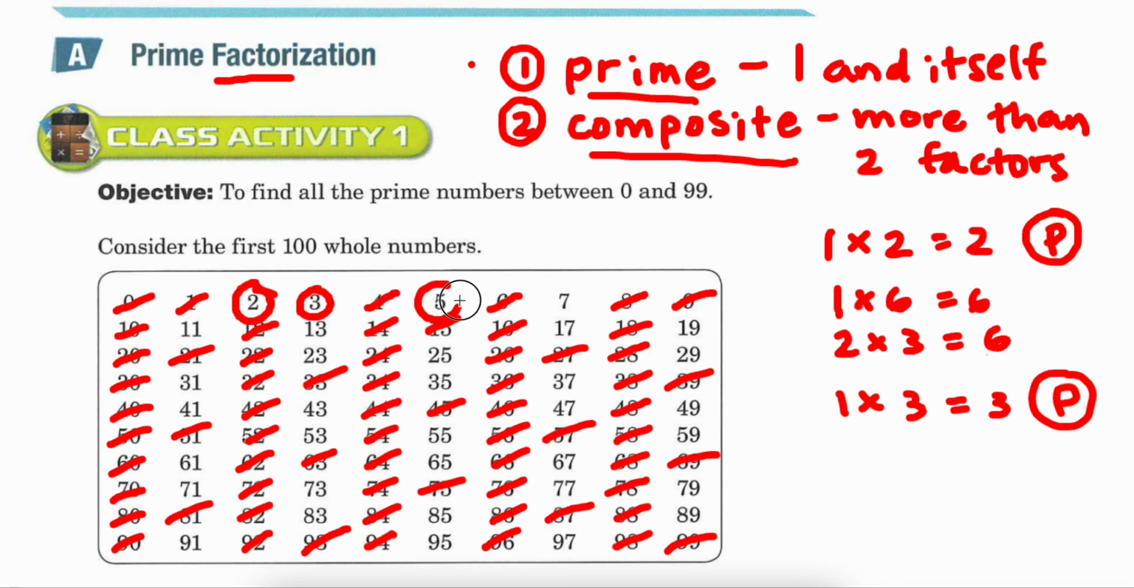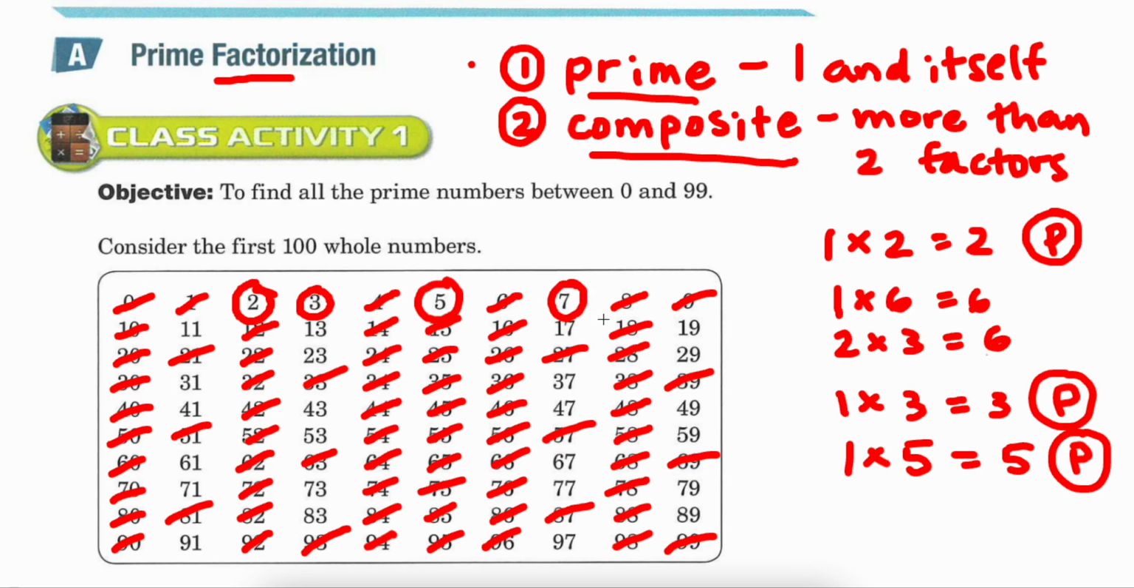Then we're going to circle 5. 5 is a prime number as well because it's just 1 times 5, nothing in between there. You're getting the point. And then we're going to cross out all the multiples of 5, which are the numbers that end with 5 and end with 0. We already crossed out the ones with 0.